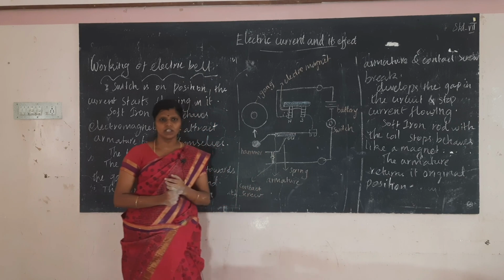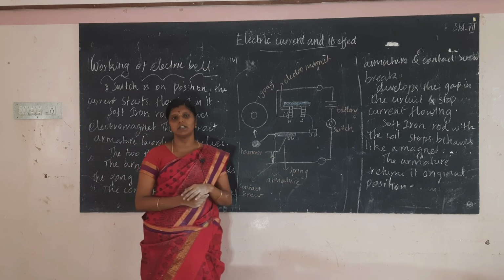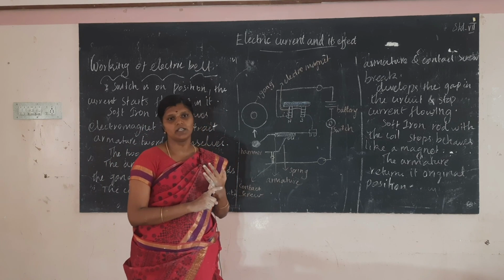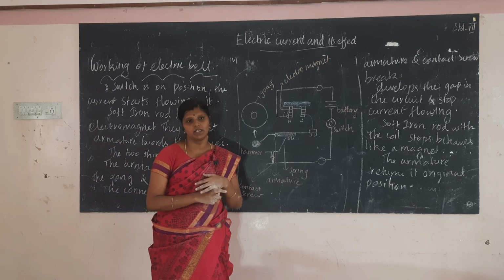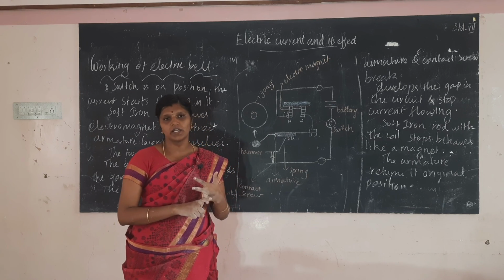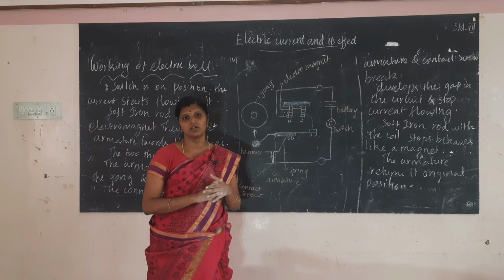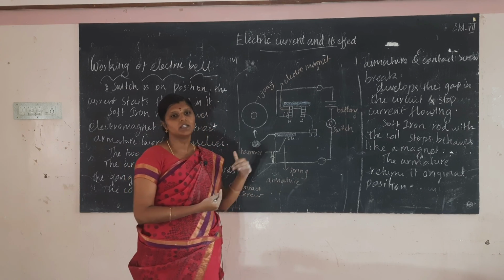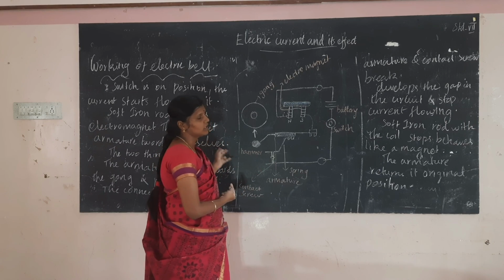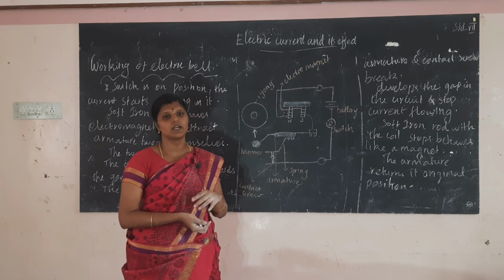In today's class, what we have learned is the magnetic effect of electric current, what a solenoid is, what an electromagnet is, what the applications of electromagnets are, and the construction and working of the electric bell.